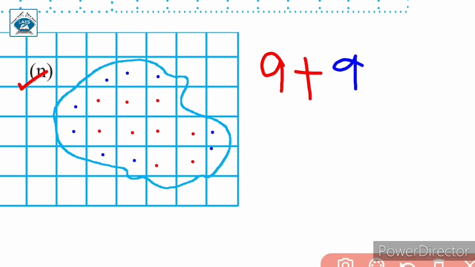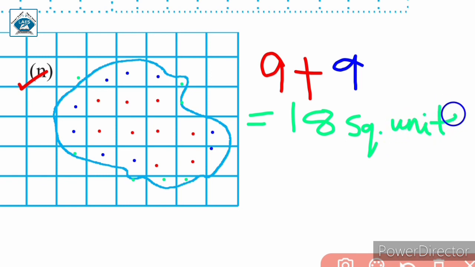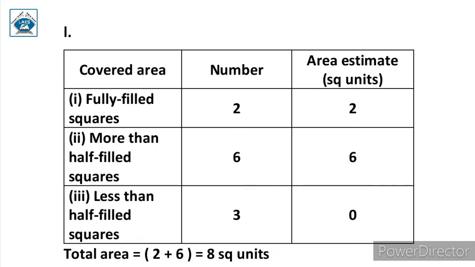Next, for squares that are less than half, we have 1, 2, 3, 4, 5, 6, 7. So there are 7 squares that are less than half. So again, taking more than half squares as one complete square and neglecting the less than half squares, we will get the area of the figure as 9 plus 9, which is equal to 18 square units. So this is the area of the given figure. In this way, you need to write the solution in your notebook.